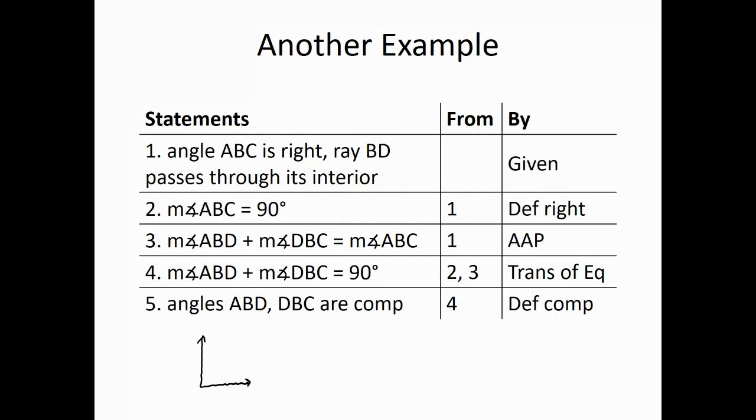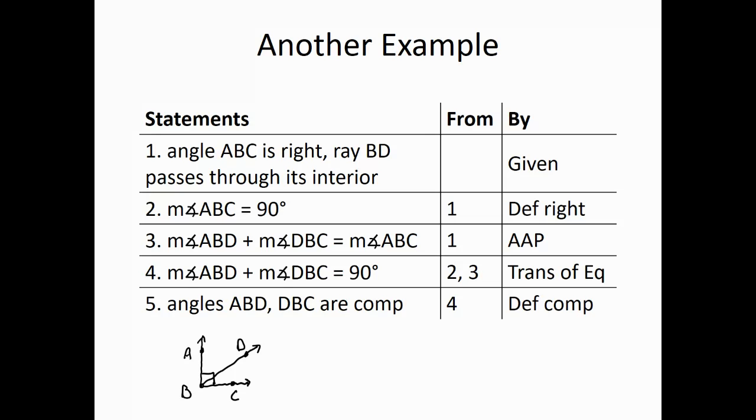So we know that angle ABC is right. So here is angle ABC. Recall that the middle letter has to be the vertex, so ABC. And recall how, of course, we indicate in a diagram that we have a right angle. We tuck the little square up next to the vertex. And we also know that ray BD passes through the interior. Okay, so here's a ray BD that passes through the interior of angle ABC. Okay, so that's our given, which I now have pictured for us.